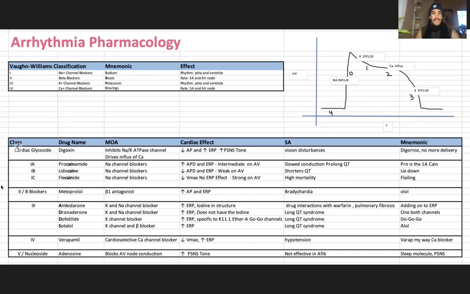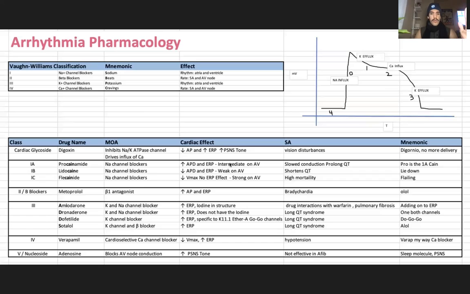Now, when we dive into the class 1A, 1B, 1C, what is class 1 again? Sodium channel blockers. You got it. Each one is going to have a specific effect on the heart. The first one is Procainamide, Pro number 1. So Pro 1A, that's the mnemonic I have here. This is going to do both: it's going to extend the action potential duration, and it's also going to extend the effective refractory period. It has what's known as an intermediate effect.